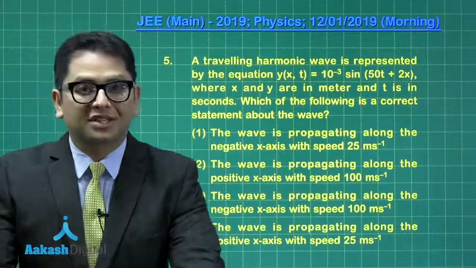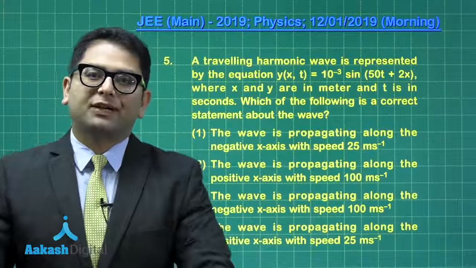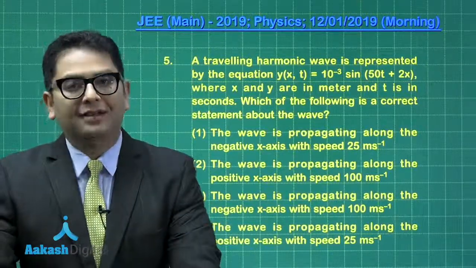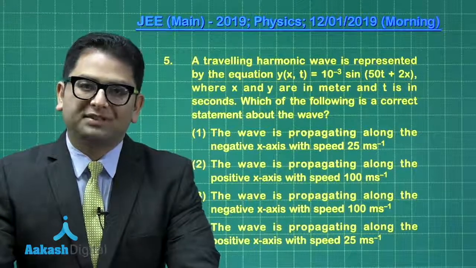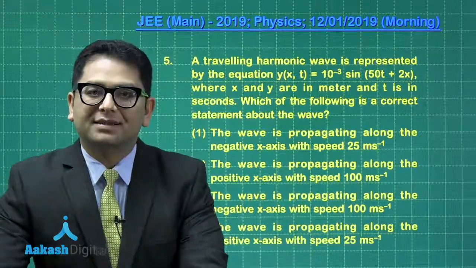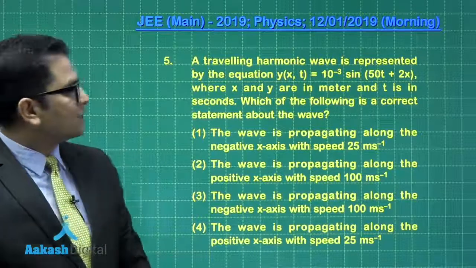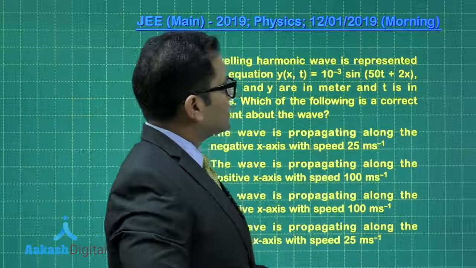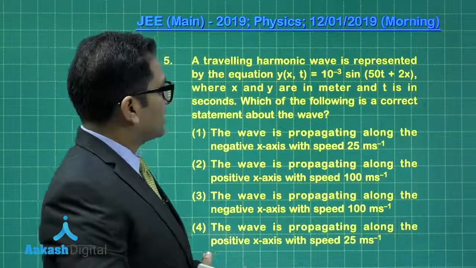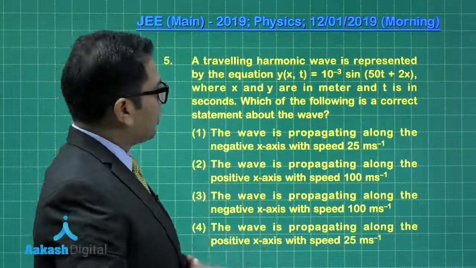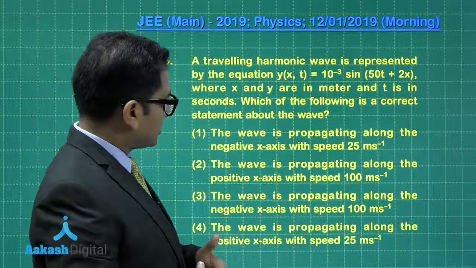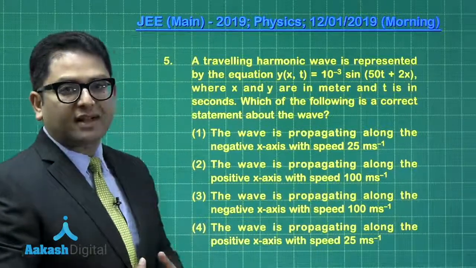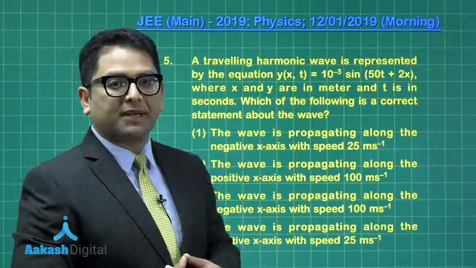Fine, now let's see question number 5. This has been set from the topic of progressive wave, a very straightforward and an orally solvable question. Let's see what it is. There is a traveling wave which has been given, and the equation is 10 raised to the power minus 3 sine (50t plus 2x). Based on this information, the four options are essentially asking in which direction the wave is traveling and what the wave speed is.